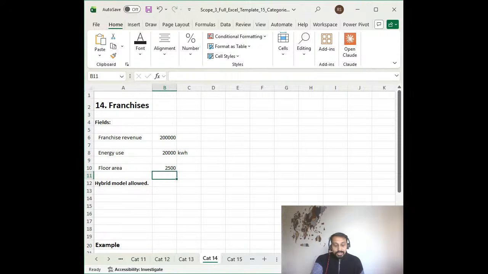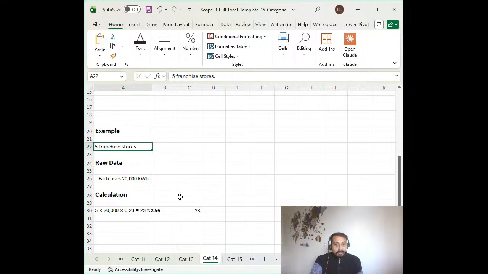For example, each franchisee store utilized 20,000 kWh. Then it will be the 5 multiplication by 20,000 and multiplication by the grid emission factor, which is 23 in UK. So I'm taking that 23 tons of CO2 equivalent that comes under the 14 franchises. So here it is also mentioned the same, that it comes to 23. So that covers the category 14.